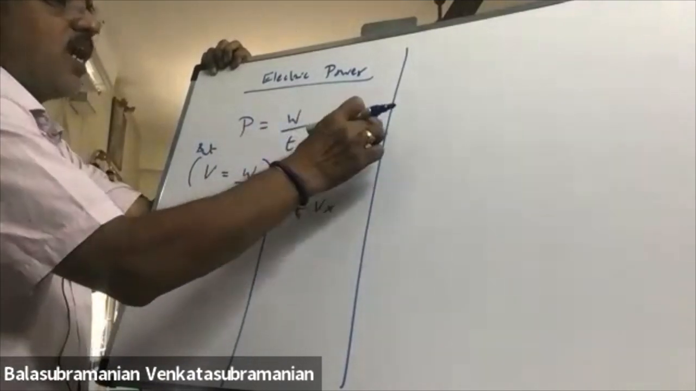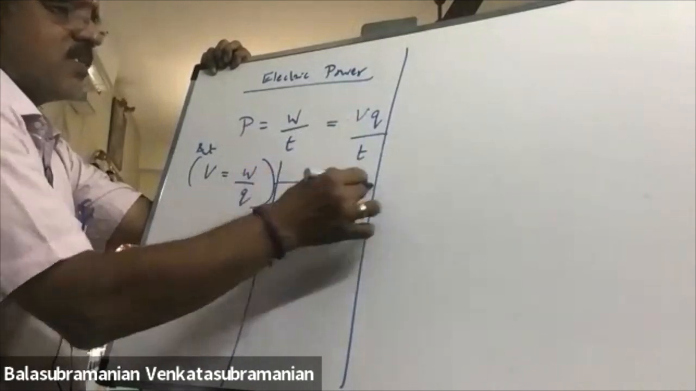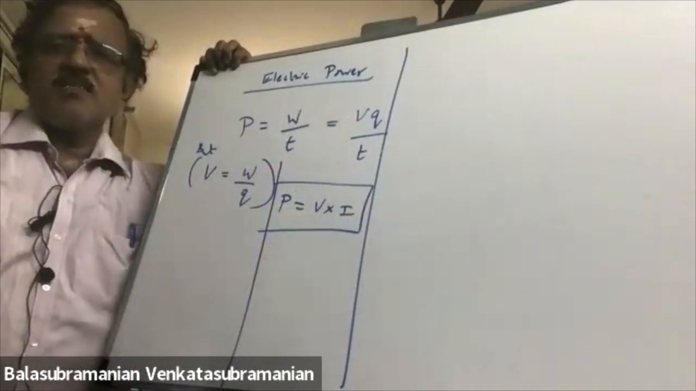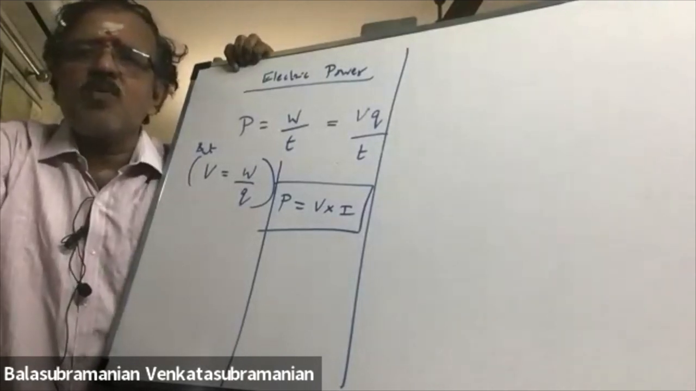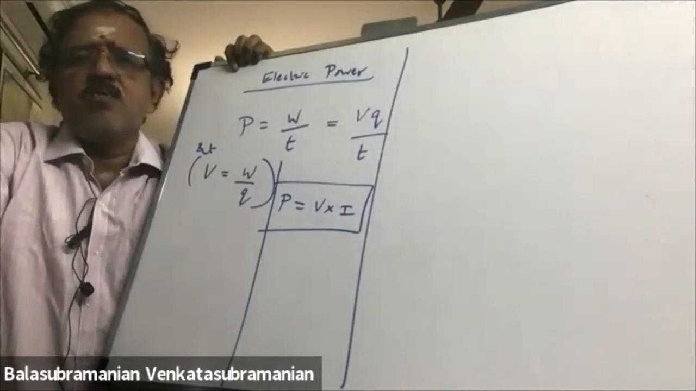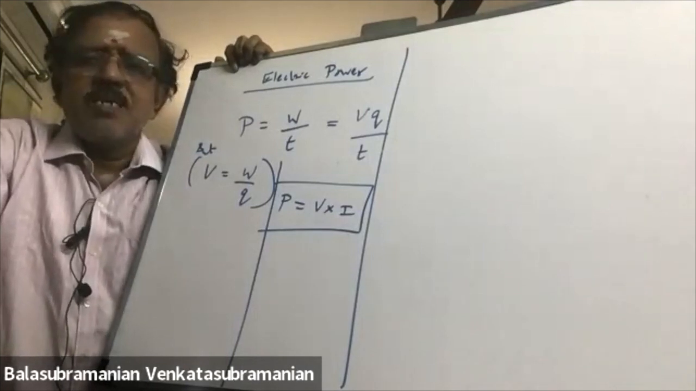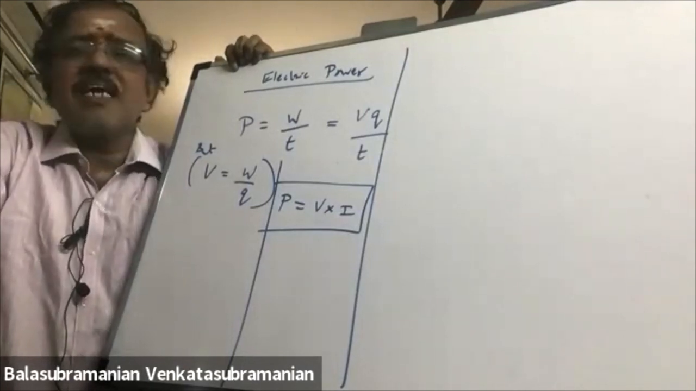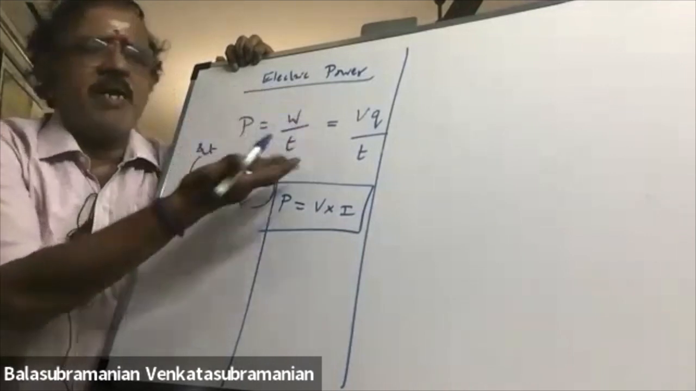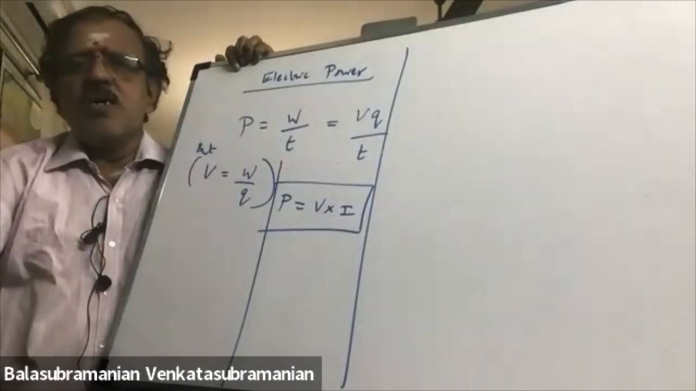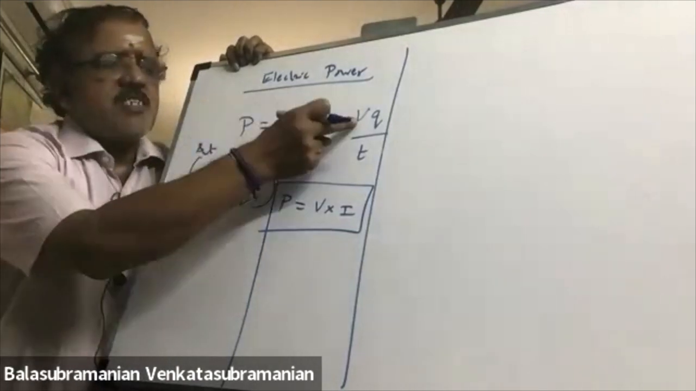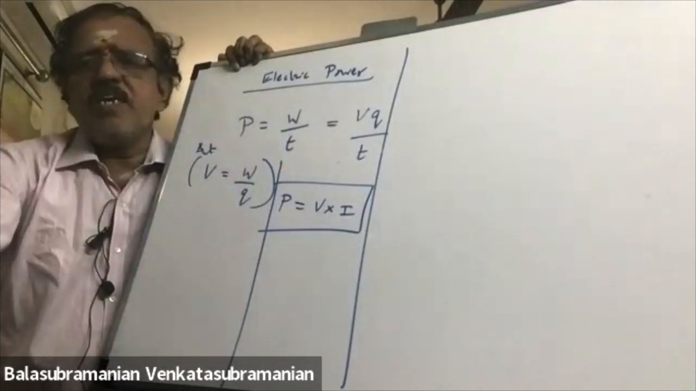V into charge by time, what do you call it? You can call it current. So power is equal to the product of current and voltage, V into I. Voltage into current. This we call electric power. Mechanical power is work done by time, rate of work done. Same formula here also, but work done in terms of potential, we are writing V into I.